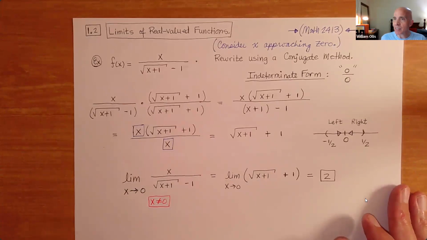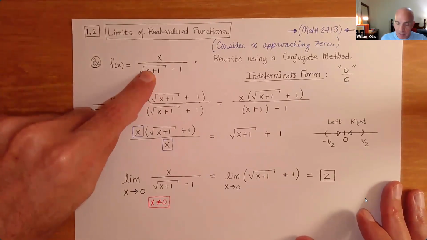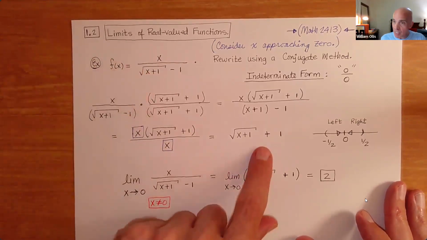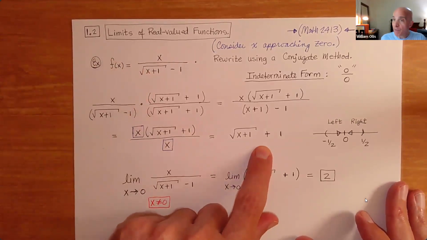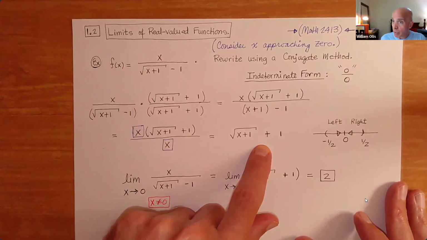An identity is an equation that is true for all values of the variables for which it is defined. So if f of x equals this, we can simply say f of x equals this expression for all values of x for which it is defined. Just stay away from 0.